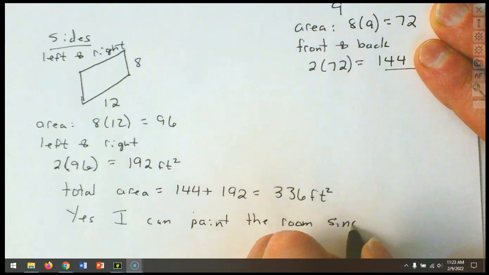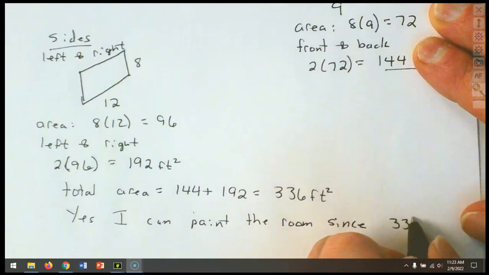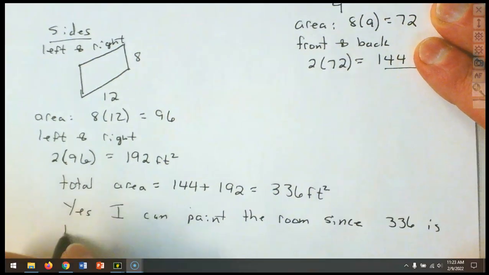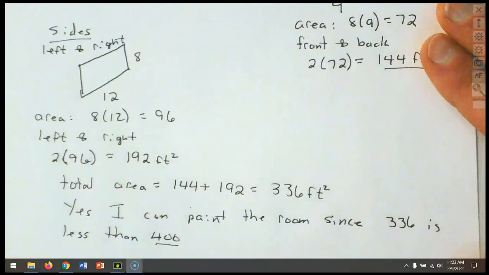Since 336 is less than the 400, right? So the first part I can paint the room.